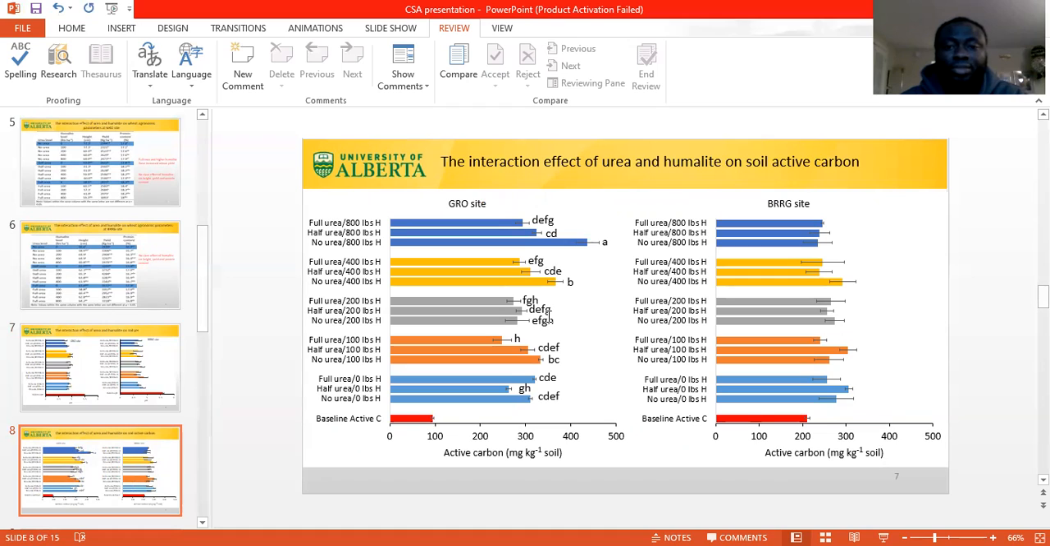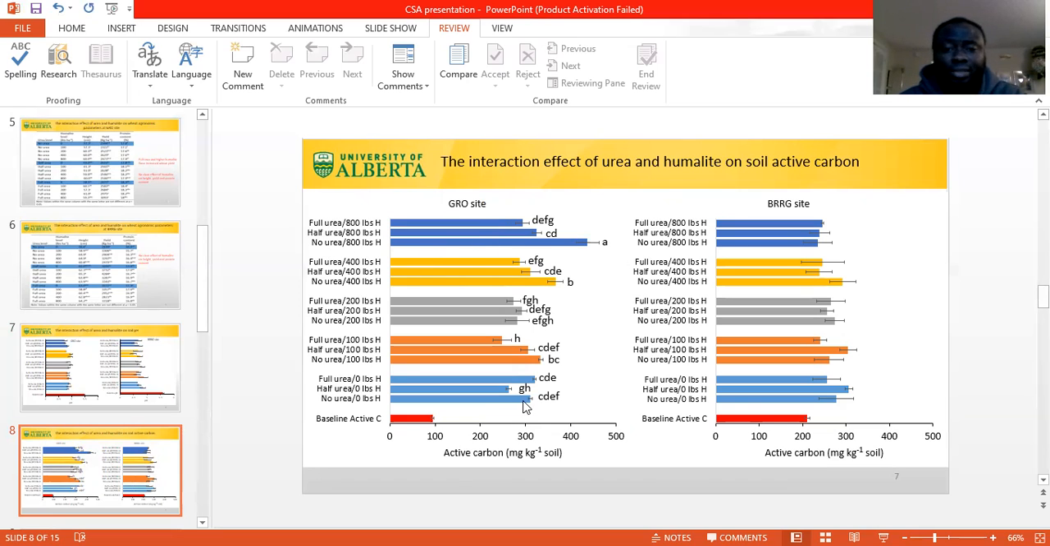The interaction effect of urea and humalite on soil active carbon at both sites showed that both sites had an increase in soil active carbon in the treatment. As you can see, the baseline active carbon is really lower than that of the treatment, but we found significant differences in the treatment at a GRO site. And as you can see, the highest active carbon was found in no urea and the highest amount of humalite.